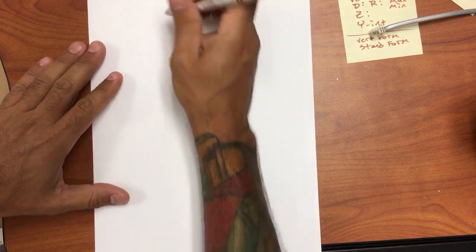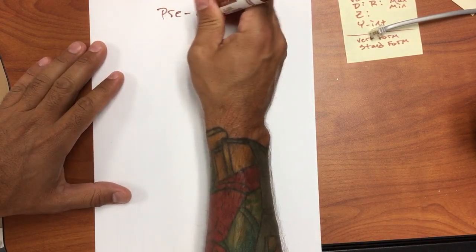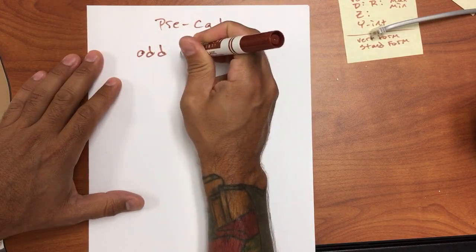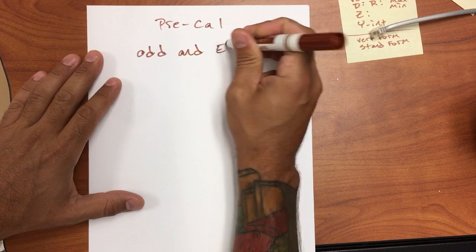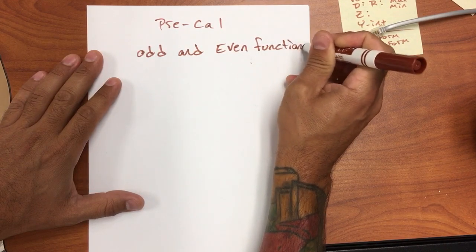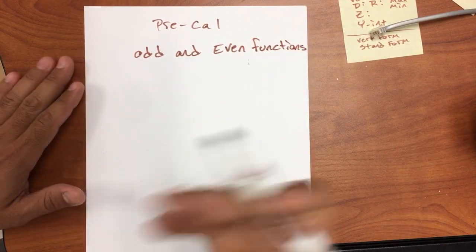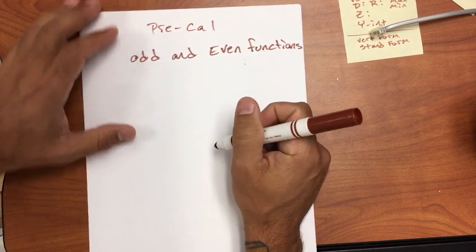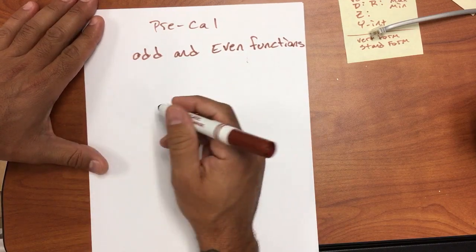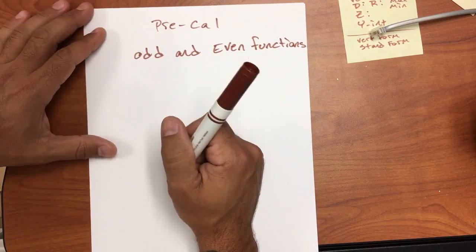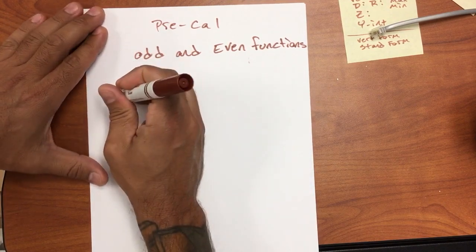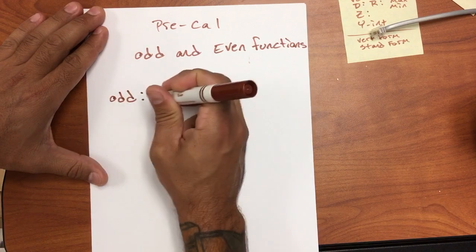On this video, again this is pre-cal, I'm going to talk about odd and even functions. Or polynomials, okay? Odd or even polynomials really, but we're going to say odd and even functions for now. So what that means is it's not the exponent, it's different than the exponent. We're going to look at certain values to determine if it's odd or if it's even.